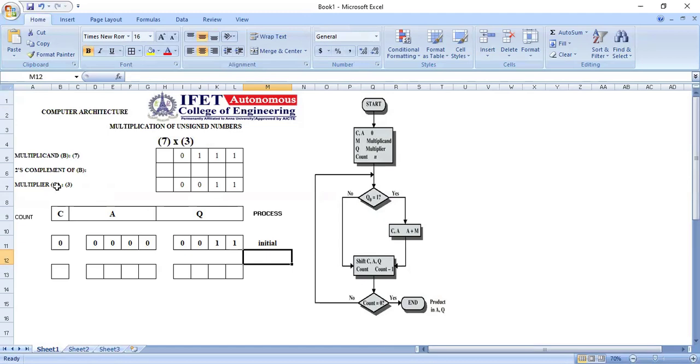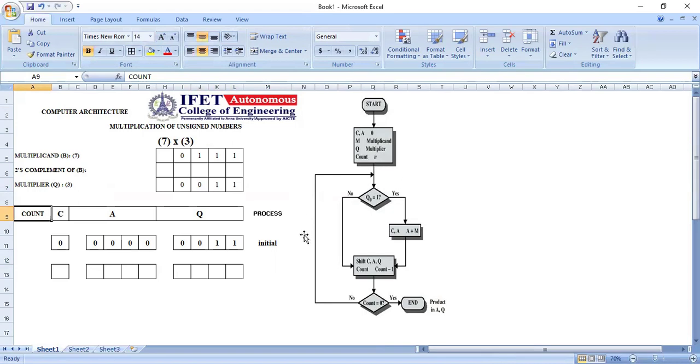I mean the number of bits in the multiplier Q register. So what about the number of bits? Sorry, the number of bits is 4 bits. So we can tell the count value should be equal to 4, which means the loop will be executed 4 times.